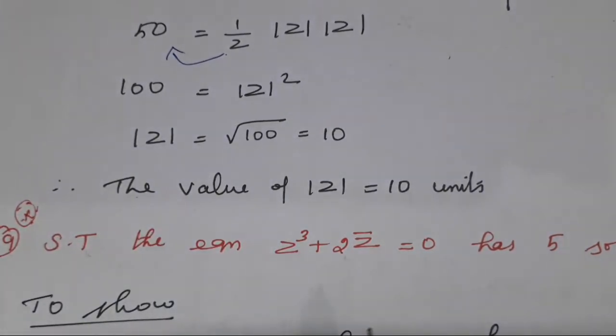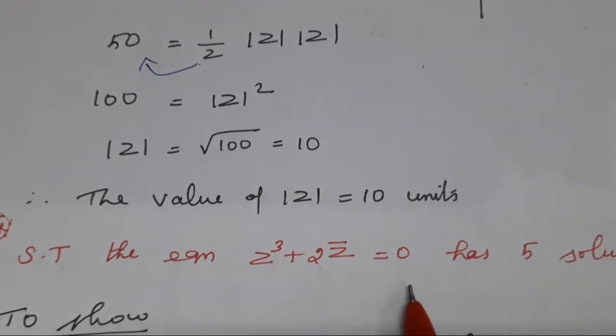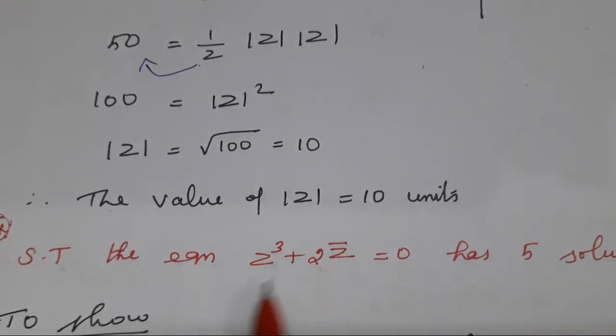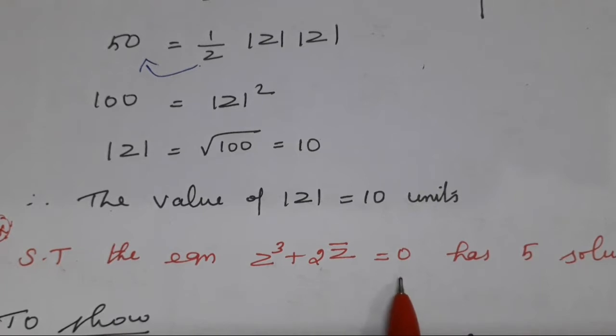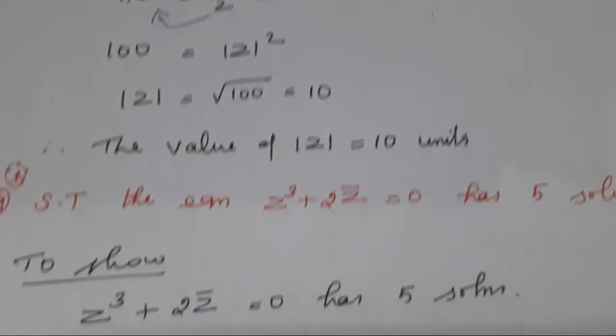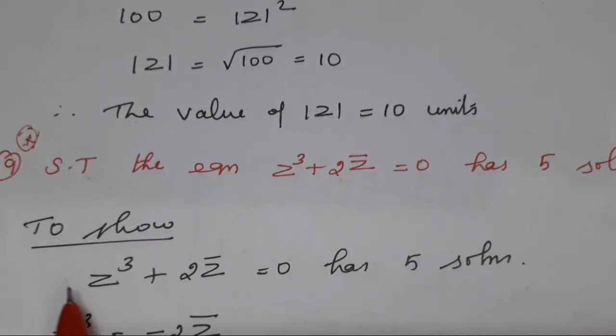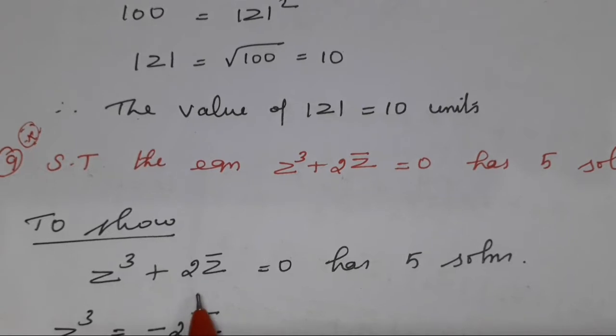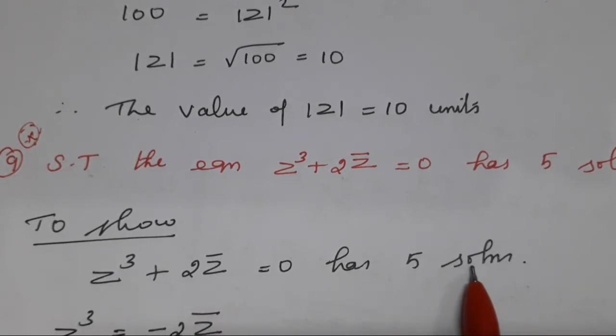See, show that the equation z cube plus 2z bar equal to 0 has 5 solutions. What is the equation? This is a cubic equation. z cube plus 2z bar equal to 0 has 5 solutions. We are going to prove that this cubic equation has 5 solutions. We are going to show that z cube plus 2z bar equal to 0 has 5 solutions.